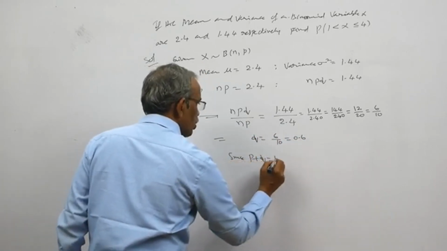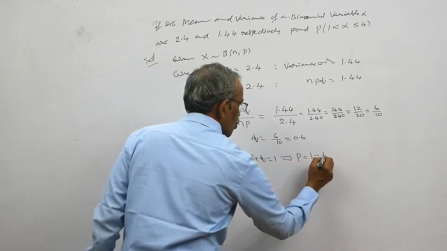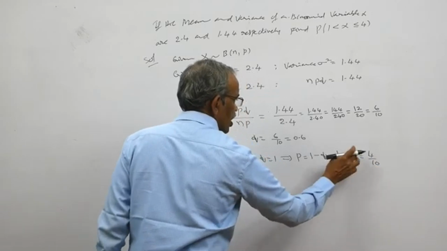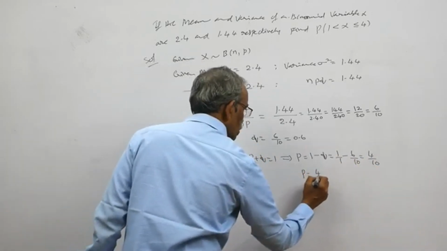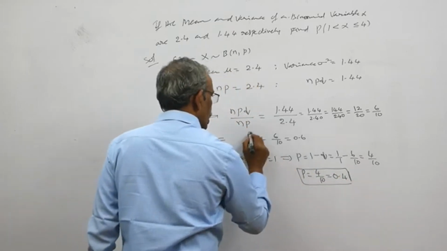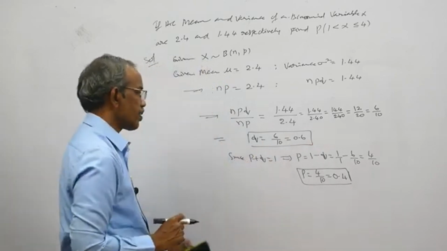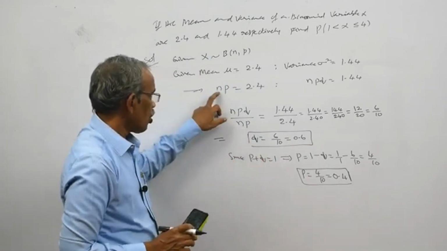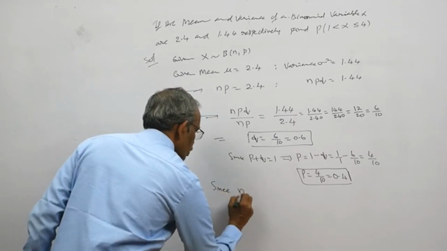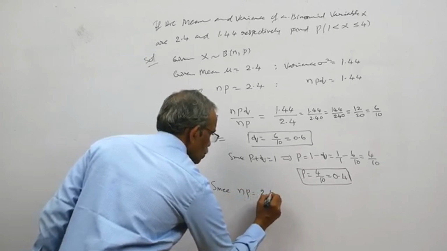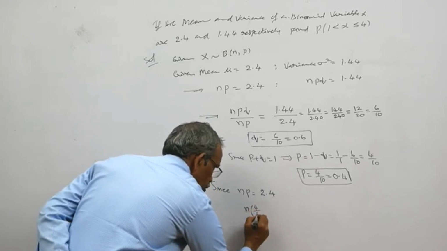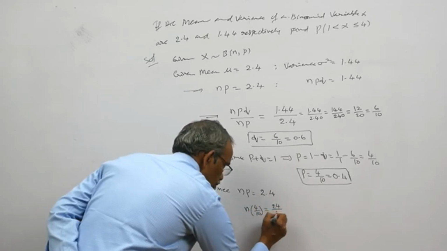Since p plus q is equal to 1, that implies p is equal to 1 minus q, which is 1 minus 6 by 10. By taking LCM, 10 minus 6, that is 4 by 10. Therefore, p is equal to 4 by 10 or 0.4, and q is equal to 6 by 10 or 0.6. Here we have to find the value of n by using np equal to 2.4. Since np is equal to 2.4, n into p, with p equal to 4 by 10, is equal to 2.4, meaning 24 by 10.